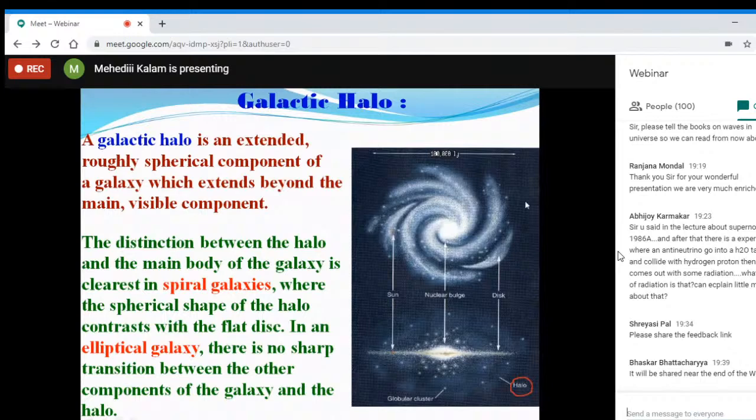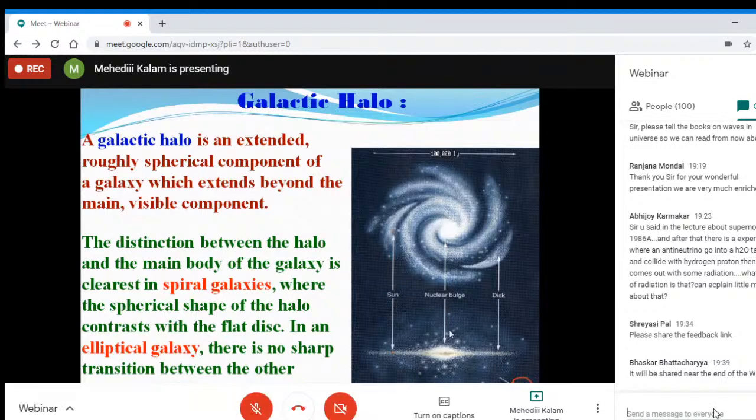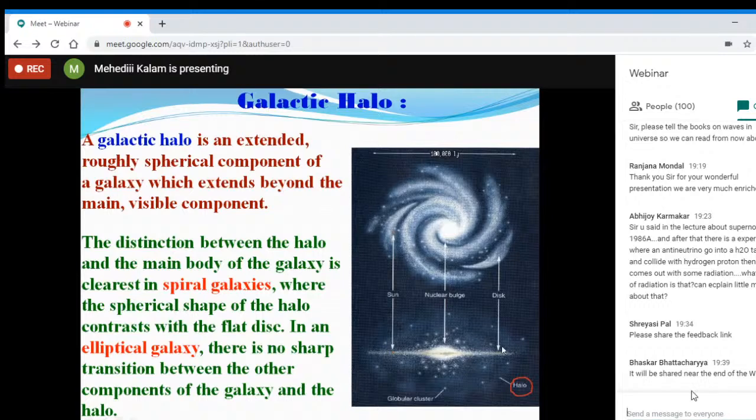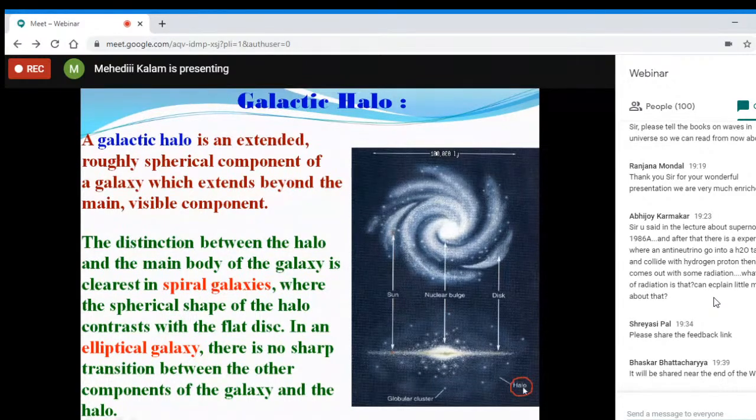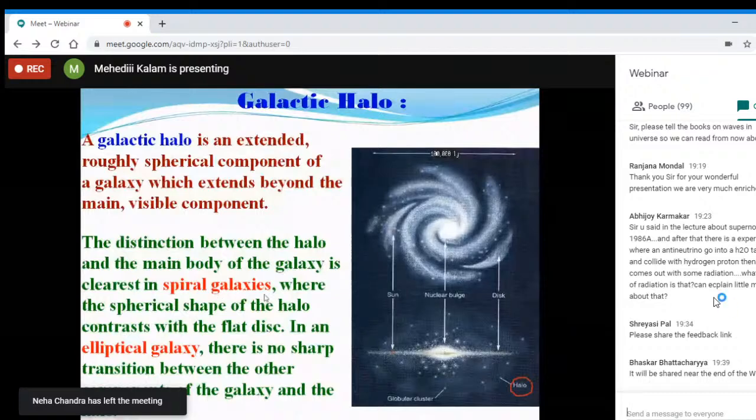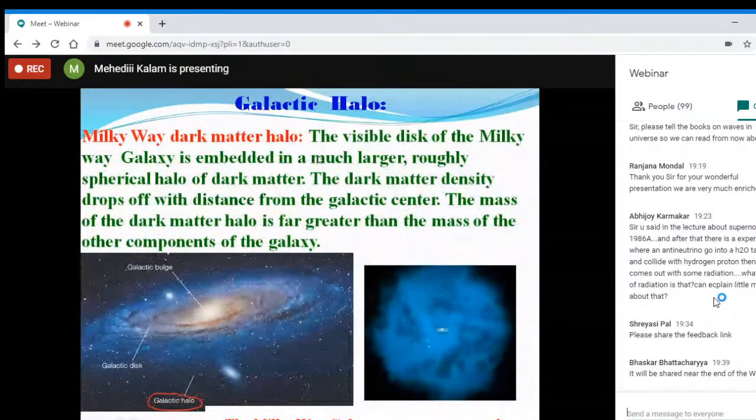Look at this diagram. If it is in a flat diagram, then this part is the nuclear bulge, and this is the disk, and the position of the sun is this one. So for the halo, look at the red circle here, the halo is spherical. It is very much visible for spiral galaxies. Also in the Milky Way galaxy, there is another diagram, and these are the halo points.